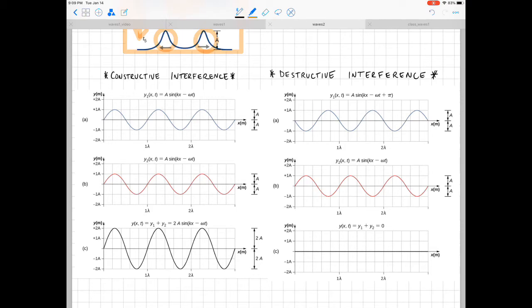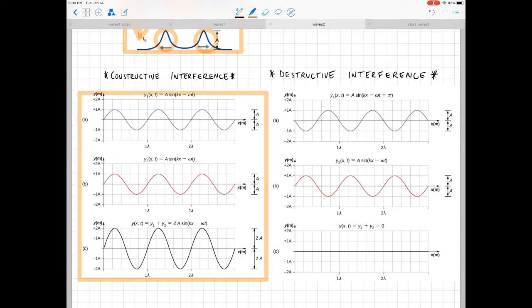The figure on the left demonstrates what we refer to as constructive interference. So I've got a wave on the top and an identical wave in the middle. And when those two waves overlap, you'll notice that the peaks or the crests and the troughs exactly overlap.